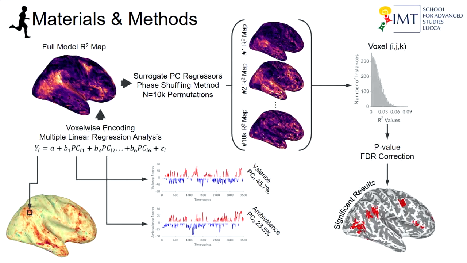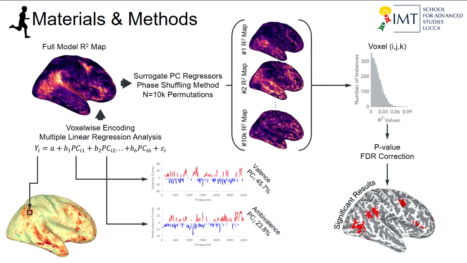So our full model was made of the 6 PCs as regressors, and that is what we fitted to the brain activity using a voxel-wise encoding, obtaining a full model R-square map of this fitting. And to assess the statistical significance, we used a phase shuffling method with 10,000 permutations, obtaining 10,000 null models that we then fitted again to the brain activity, obtaining 10,000 R-square maps of this fitting that constituted a null distribution on which we computed the p-value.